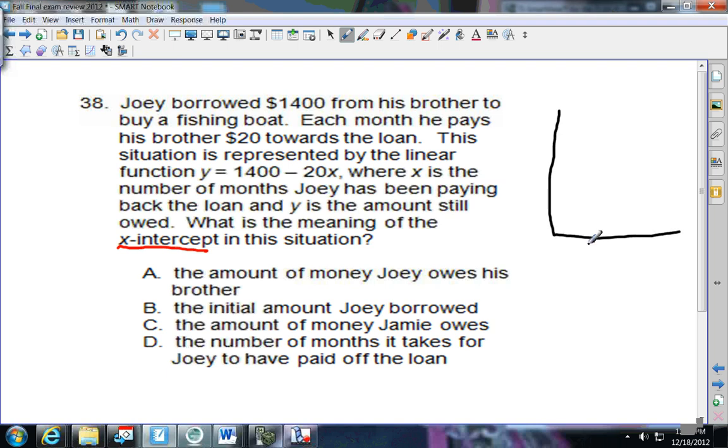X is the number of months, and the y is the amount still owed. Okay? So at the beginning, at time zero, how much does he owe? 1400. So as the line goes down and it hits down here on the x-intercept, what does that point mean? The x-intercept is going to be the number of months when it's paid off.